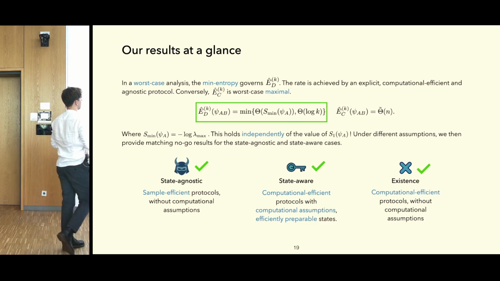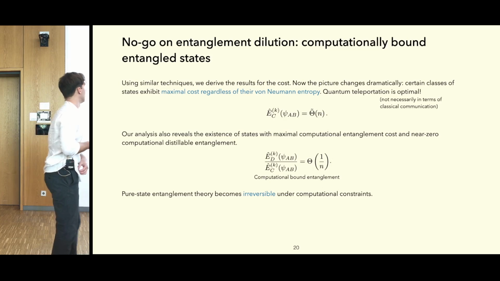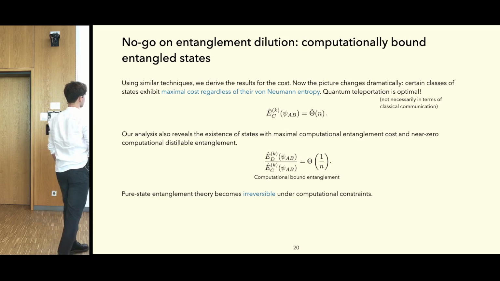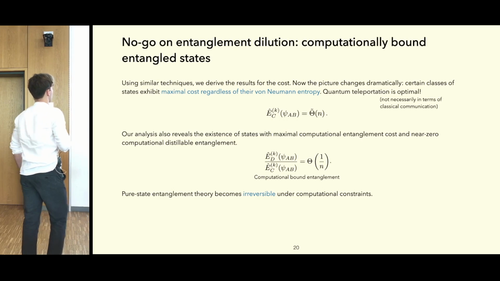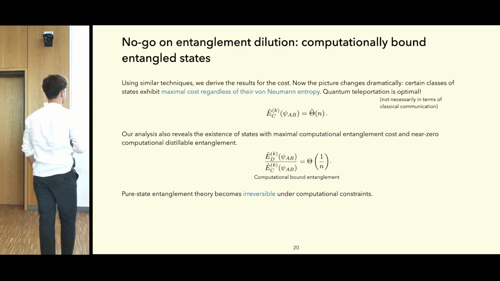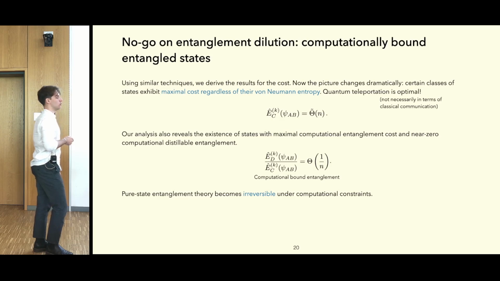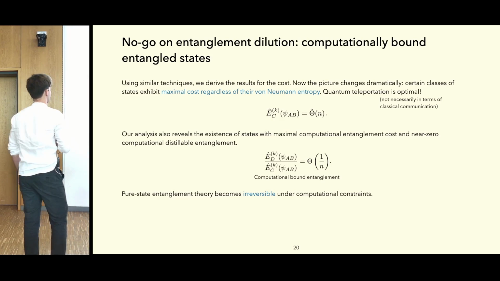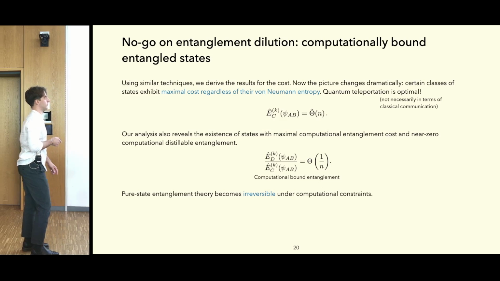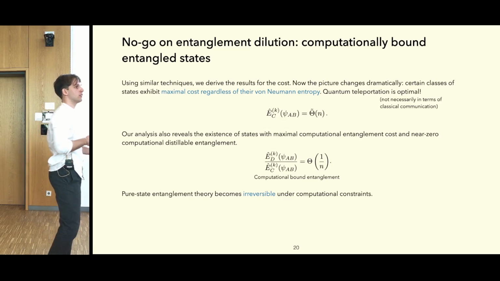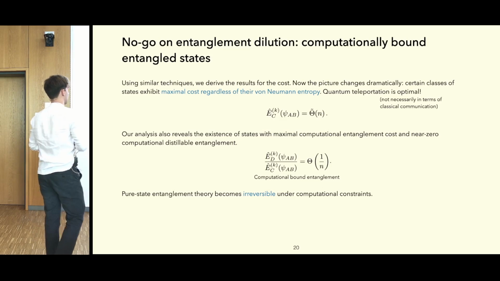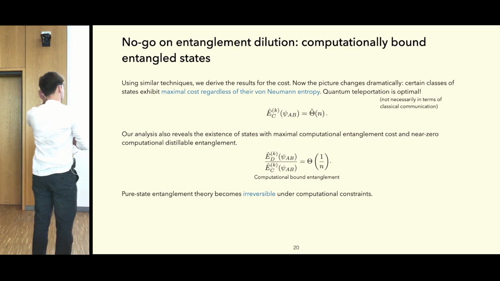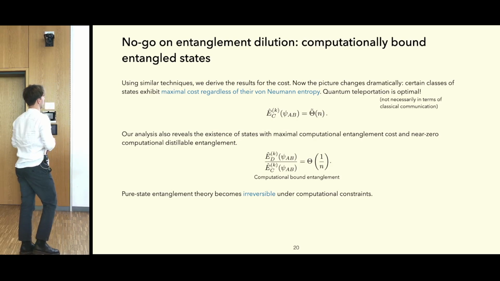And now, what about the entanglement cost? I will not go through the proof of the entanglement cost. The techniques are very similar, but the outcome is very different. What happens is that in this worst case setting, the two parties will not be able to dilute the state unless they consume the maximum amount of entanglement, which means that the quantum teleportation protocol is essentially optimal in this setting. And I stress that this is optimal only in terms of the entanglement consumed and not in terms of the classical communication. We are not optimizing the classical communication.